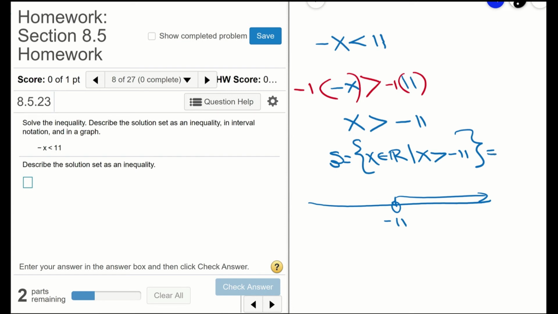And for the interval notation, we're just going to start at negative 11. So parentheses negative 11, and we're not going to stop, right? So greater than, comma, infinity. And of course, always parentheses after infinity. Why parentheses on the left side? Because negative 11 is not included. That's what we call a strict inequality. Remember, this and this, they're called strict inequalities.